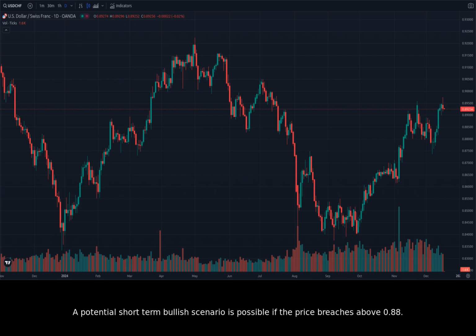A potential short-term bullish scenario is possible if the price breaches above 0.88. Should this occur, we can expect increased buying pressure and a possible short-term reversal. However, such a scenario would require a change in the current macroeconomic conditions and a stronger US dollar.